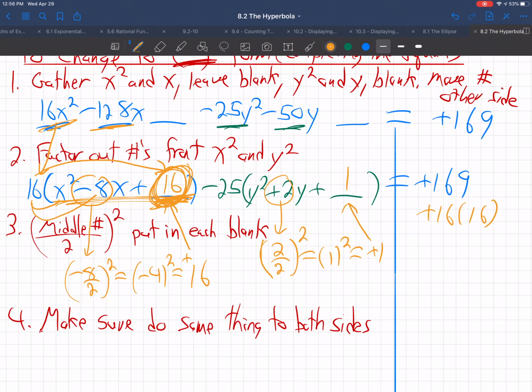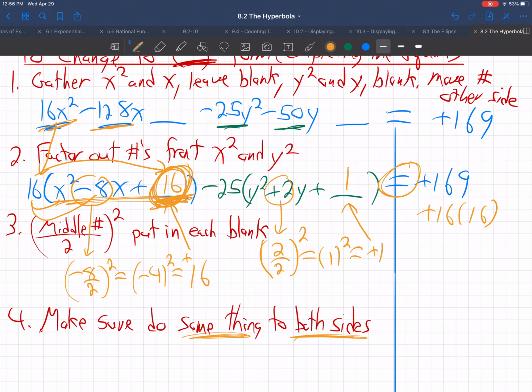However, you have to make sure you do the same thing to both sides, right? Because they were equal before. This is an equation. The left side equals the right. At least they did equal each other. So if you change the left side in some way, you must change the right side in the very same way, so they're still equal afterwards.